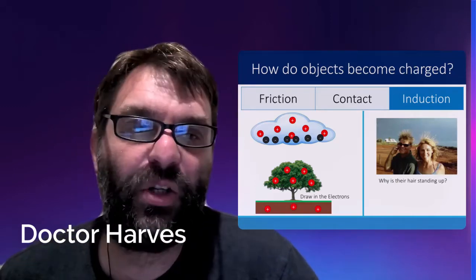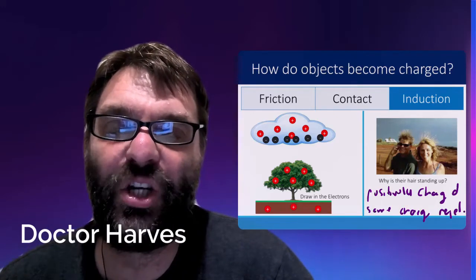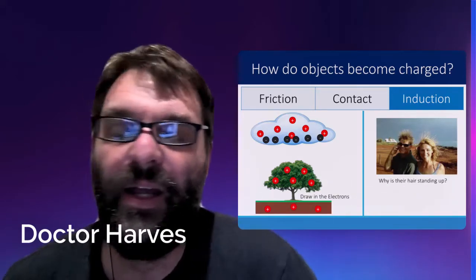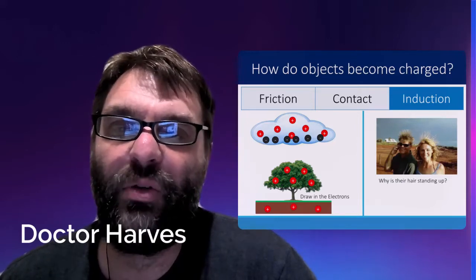And what's happening to these people while their hair is standing up? Well, their hair is becoming positively charged, just like the tree. The different hairs are then repelling each other, because like charges, as we will see, repel each other.